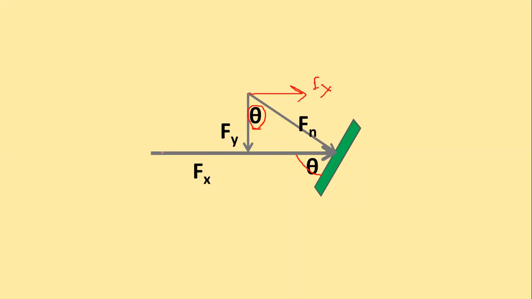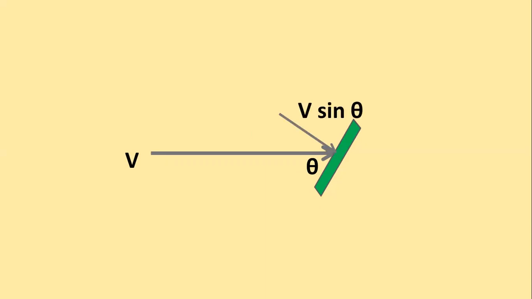Now this Fx I can show here also, because Fx is nothing but the force exerted by the jet in the direction of the jet. Then again, V is the velocity. This is V sin theta, and this is V cos theta.